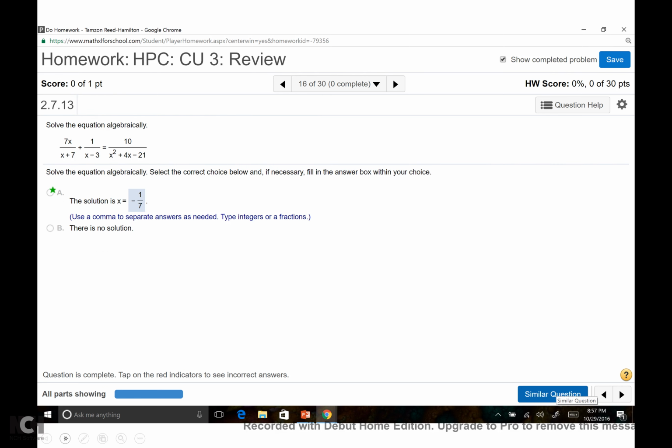Alright, so again, we're going to solve this one. The trick here is to factor anything that you can so that you don't multiply by too much. And this one I can factor. So I'm going to rewrite it. I have 7x over x plus 7 plus 1 over x minus 3 equals 10 over, should be an easy factor, x times x. Factors of 21 that make 4 would be 7 and 3. c is negative, so only the bigger one gets the positive sign, and 3 doesn't.